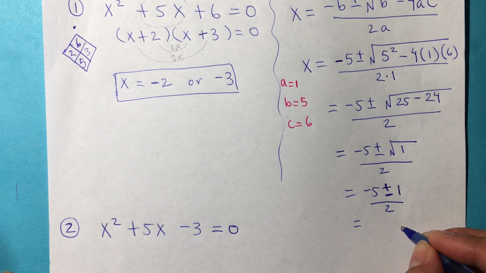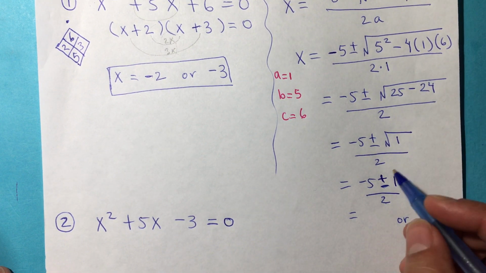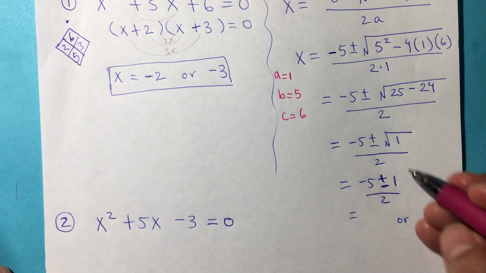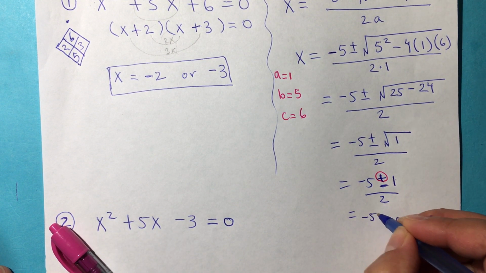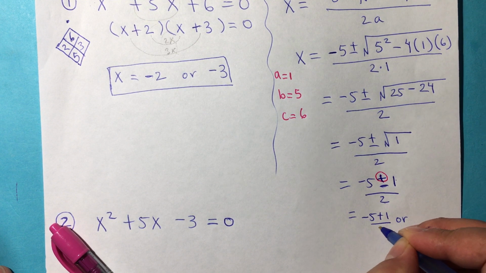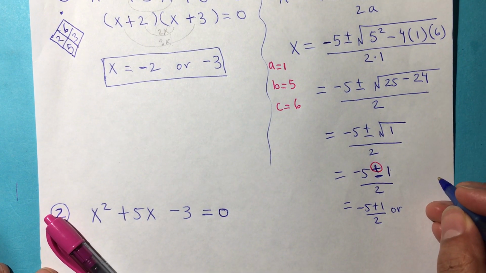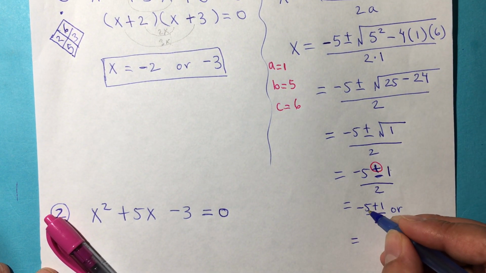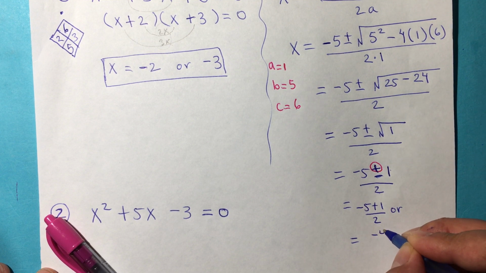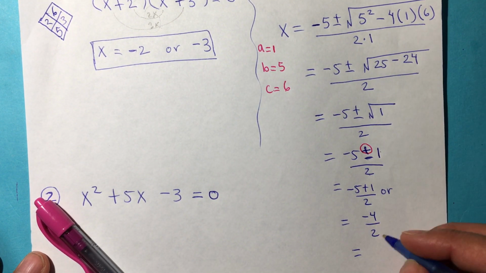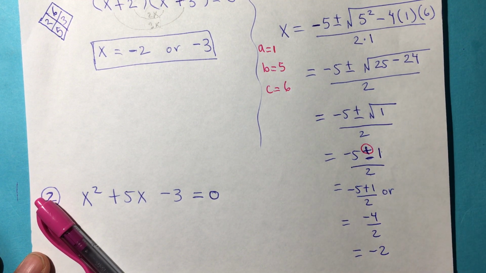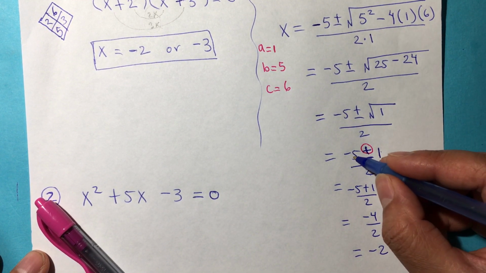So I'm just going to separate it at this moment and do the plus first. Negative 5 plus 1 divided by 2. Negative 5 plus 1 is negative 4, divided by 2, and that gives us negative 2. On the other one, we have negative 5.